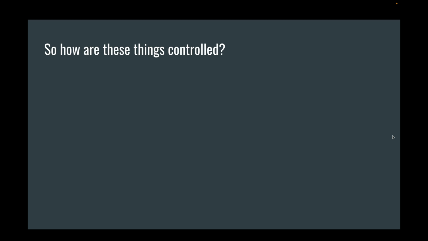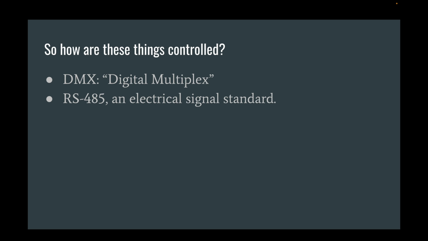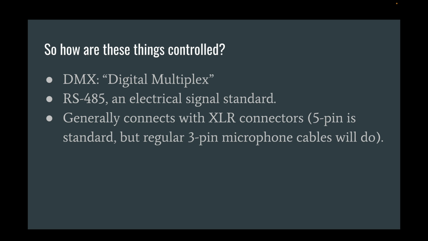Anyway, so how are these things controlled? Let's walk through the actual basics of lighting control in terms of the protocols and whatnot. It starts with something called DMX. It stands for digital multiplex. It's been around for literally decades at this point, and it is a standard that lives on today in all kinds of different equipment. RS-485 is the electrical signal standard that's associated with it. If you really want to get into the voltages and things, you can look that up on the internet.